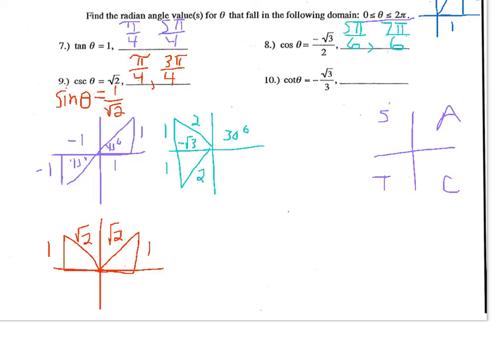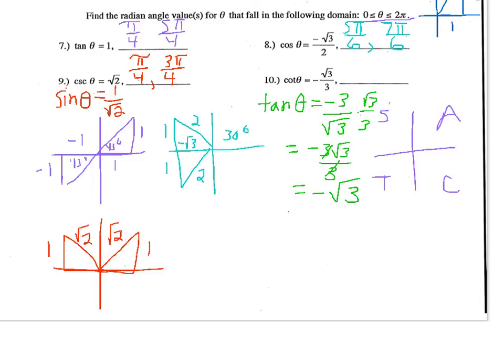For our last one, we have the cotangent of theta equals -√3 over 3. Again, it might be easier to change it to tan theta and flip it around. So we have -3 over √3. And then do some rationalizing. So we end up with -3√3 over 3. And then our 3's cancel out. So we just are looking for where the tangent of theta equals -√3 over 1.